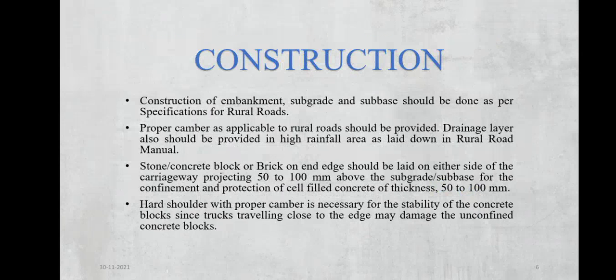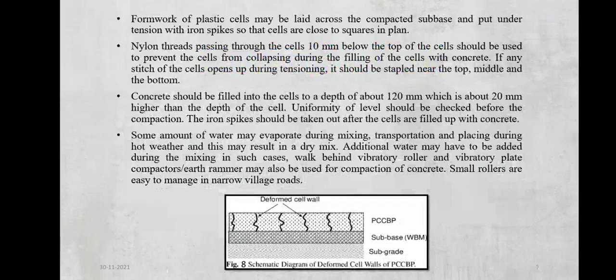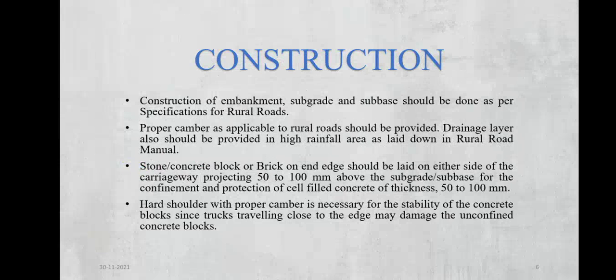Construction. Construction of embankment, subgrade and subbase should be done as per the specification of rural roads. Proper camber is also provided as given in the specification of rural roads, and the drainage layer should be designed with regard to the rainfall of that area.